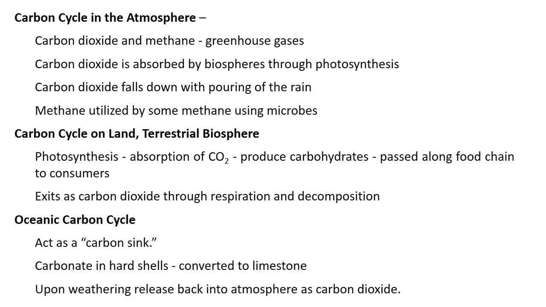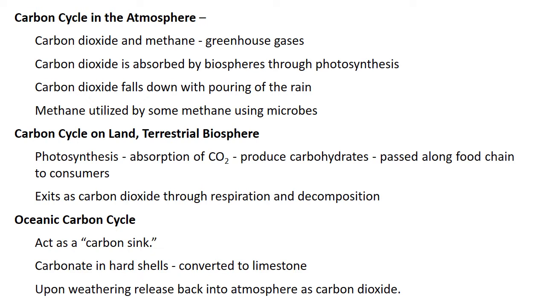So let us look into the carbon cycle in the atmosphere. As we said, the major quantity of carbon is present in the form of carbon dioxide, carbon monoxide and methane. We know these are greenhouse gases and they cause atmospheric heating. The carbon dioxide from the atmosphere is absorbed mainly by the terrestrial and oceanic biospheres, the primary producers, through photosynthesis. The major photosynthetic organisms, as we discussed before, are the plants, algae, cyanobacteria and other photosynthetic bacteria. The carbon dioxide also falls down during rain. The methane present is also absorbed a little bit and utilized by certain microorganisms.